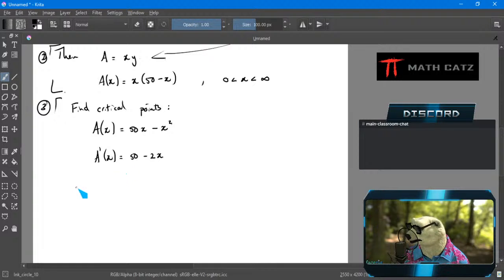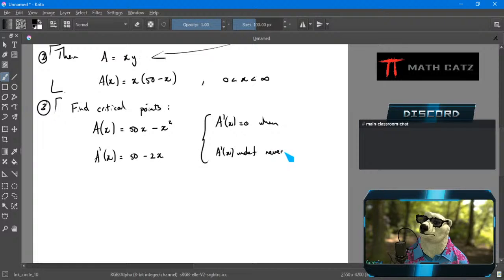So I do my check for critical points. Let's do it over here. I check where the derivative is 0. Now I do check where the derivative is undefined, but that's not going to be the case here for a polynomial. But I do have to remember that both of them could give me some x values.